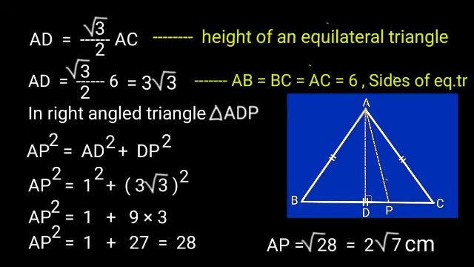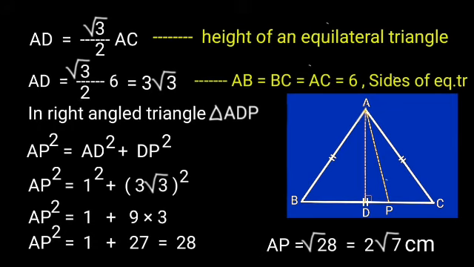In an equilateral triangle, every side is equal, hence opposite to that side every angle is also equal. Sum of 3 angles is 180, hence each and every angle is 60 degree.